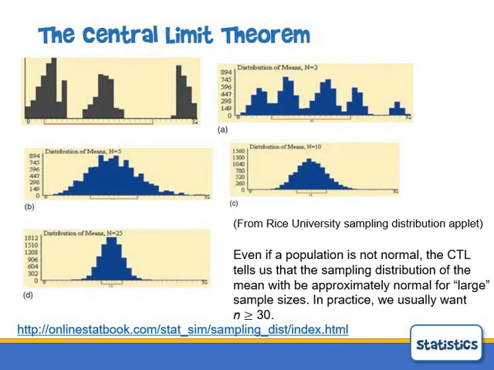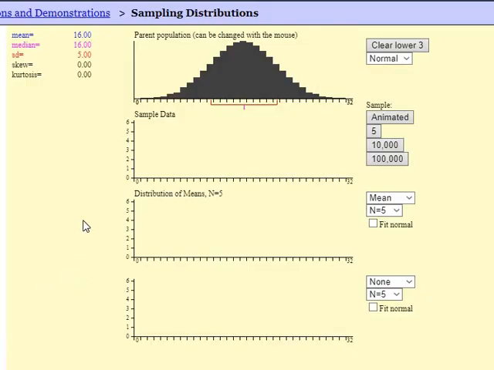I have a link, which, of course, links die all the time, and if this one dies, you can just Google Rice sampling distribution applet, Rice University sampling distribution applet. This is pretty much the same thing as the one that I had, just showing it in a slightly different way. Let me see if I can find this one real quick. So the link in the applet did work, took me to this page. I clicked on a button and it opened up this applet.